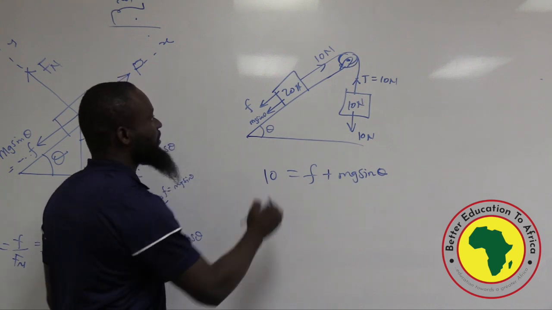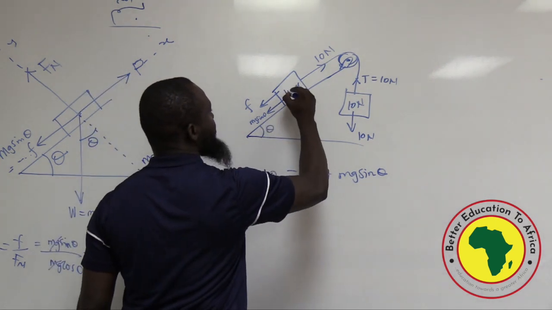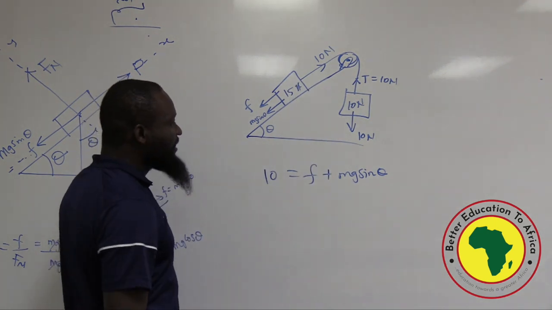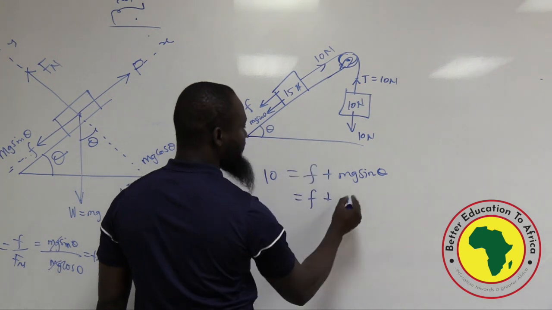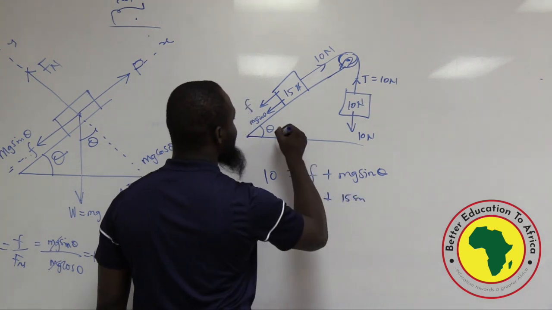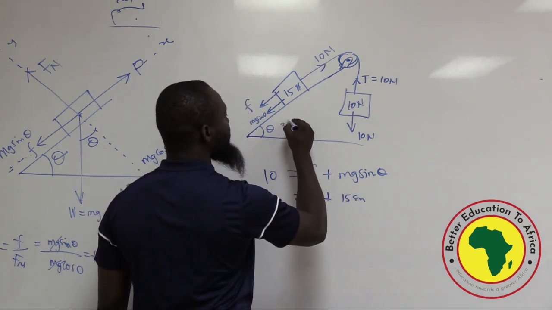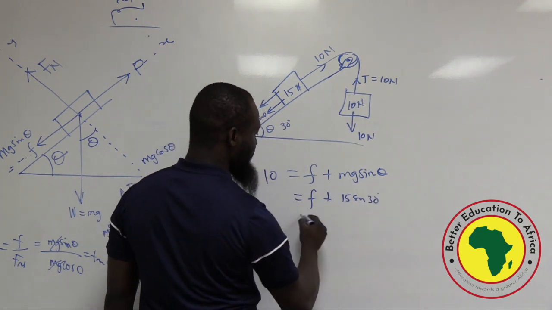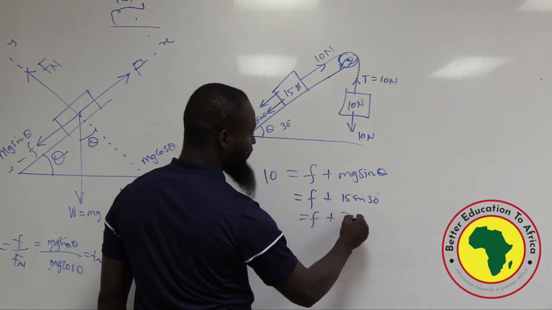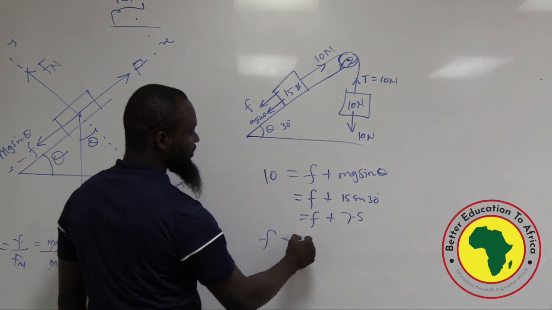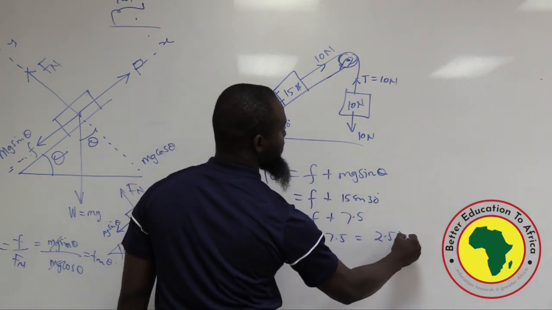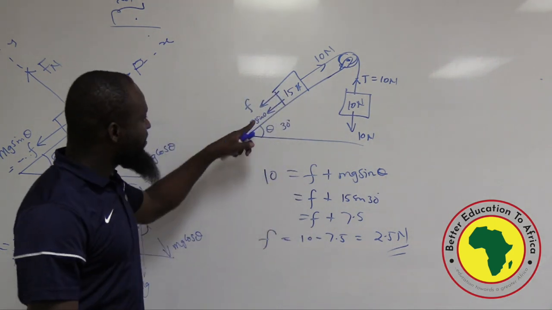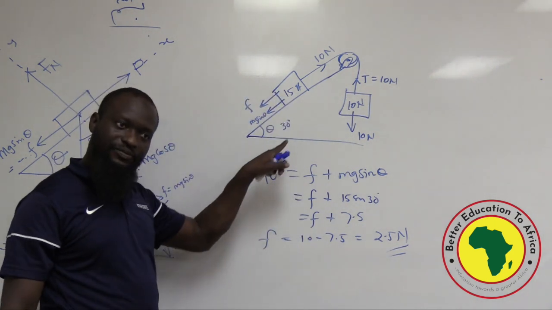Yes. Okay, assuming. Let me make this 15 Newtons. It's easy. Now, what will be the frictional force? Mg is 15 Newtons. Let's say theta is 30 degrees. 15 sine 30 degrees will give us 7.5. So what is the frictional force? 10 minus 7.5. That'll give us 2.5 Newtons. So always remember this mg sine theta force.